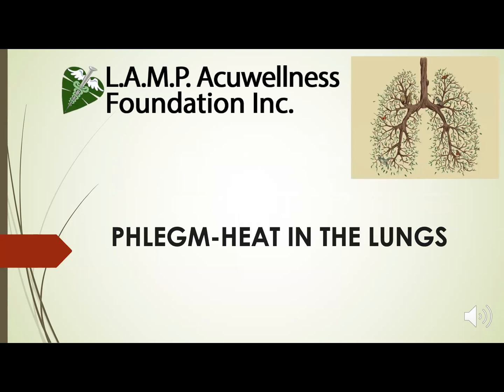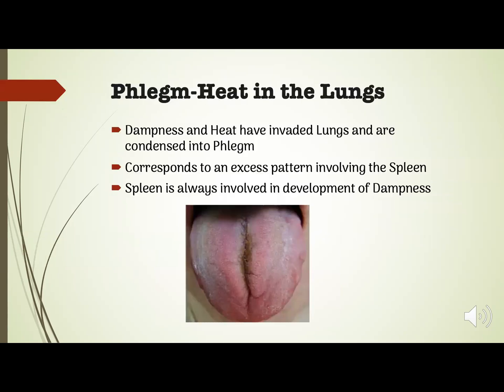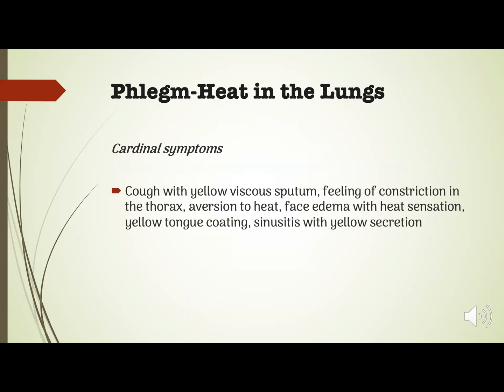Phlegm heat in the lungs. Dampness and heat have invaded the lungs and are condensed into phlegm. This corresponds to an excess pattern involving the spleen. Spleen is always involved in dampness. Cardinal symptoms: cough with yellow viscous sputum, feeling of constriction in the thorax, aversion to heat, face edema with heat sensation, yellow tongue coating, sinusitis with yellow secretion.